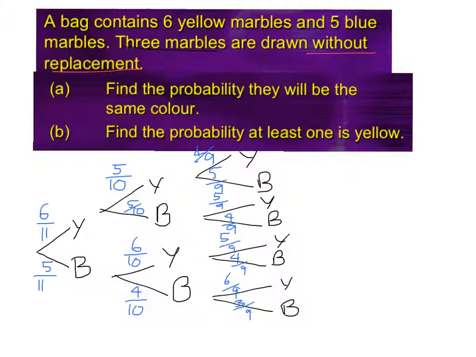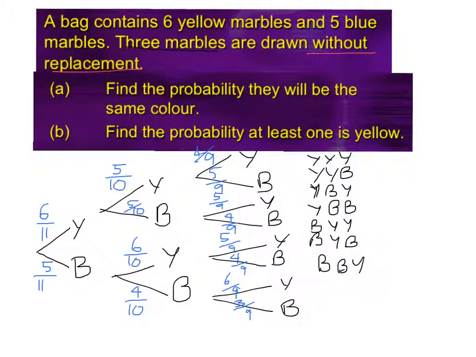Okay, let's draw in our sample space. Yellow, yellow, yellow. Yellow, yellow, blue. Yellow, blue, yellow. Yellow, blue, blue. Blue, yellow, yellow. Blue, yellow, blue. Blue, blue, yellow, and blue, blue, blue. Wow, that was quite hypnotic. 1, 2, 3, 4, 5, 6, 7, 8. Cool. We've got all our sample space there.